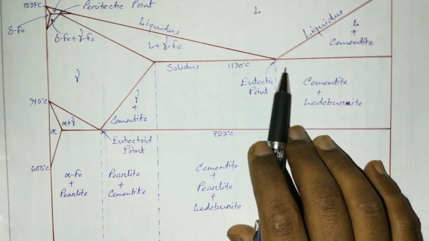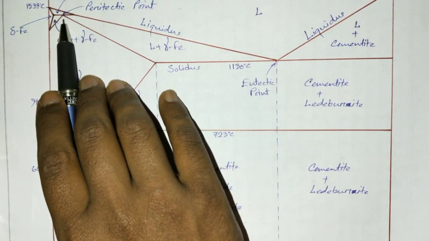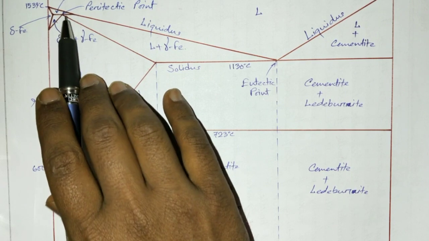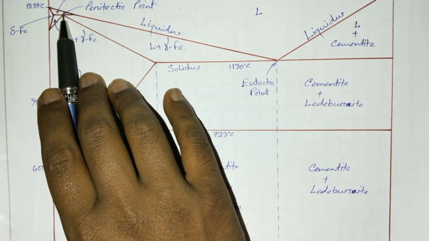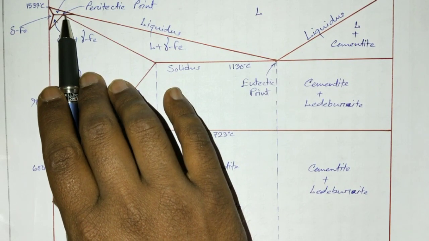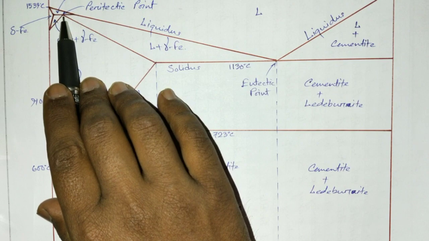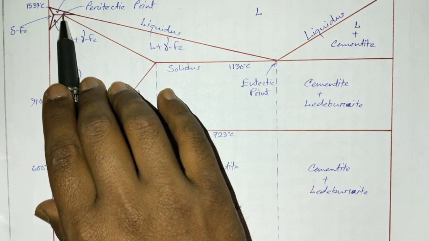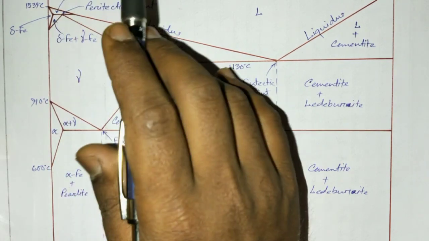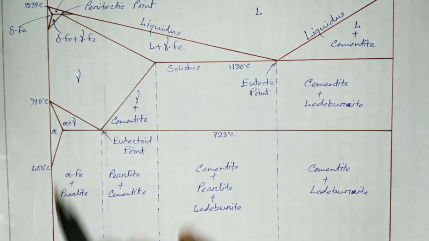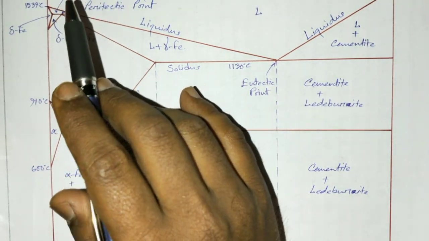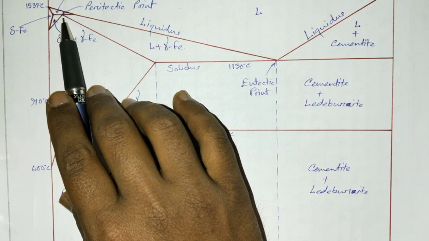Now we can see another point which is important. It's the peritectic point. What sort of reaction takes place, I'll be discussing later. First of all, see the diagram first. The peritectic temperature is 1404 degrees centigrade, and the composition is around 0.018% of carbon in iron.